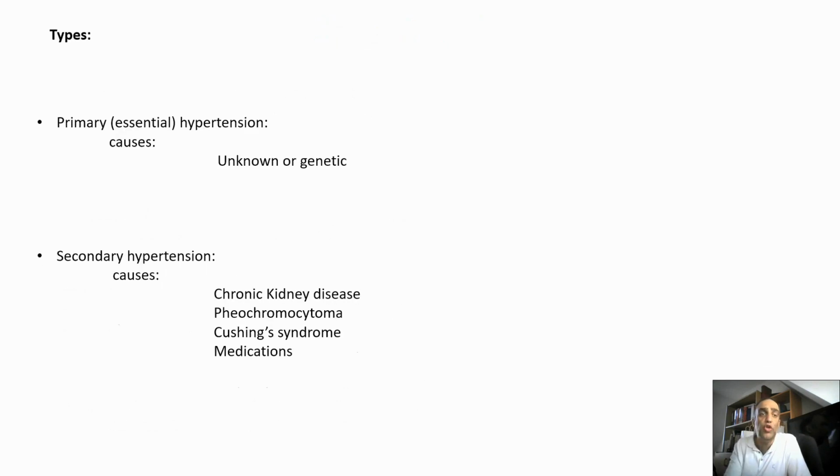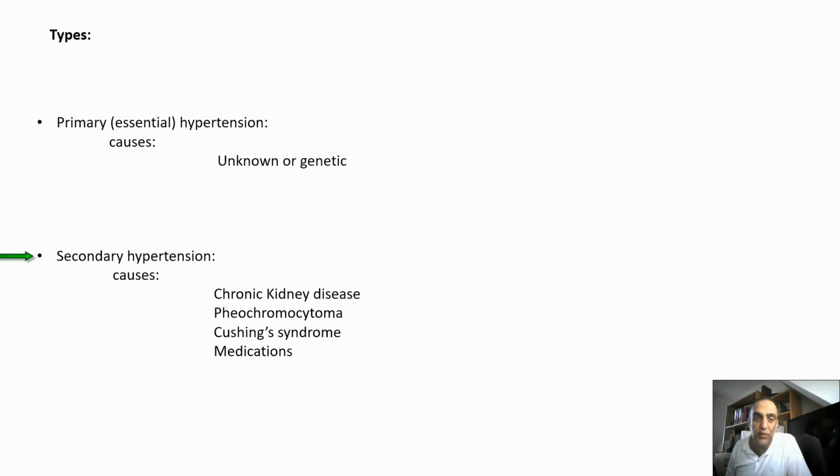We study now the types. We have two types of hypertension. We have primary essential hypertension, or primary hypertension. The reason is unknown or genetic. It can be because of the vessel type and the histological background of the vessel, or because of the cardiac muscles, or the artery, or the sympathetic and parasympathetic nervous system in the CNS.